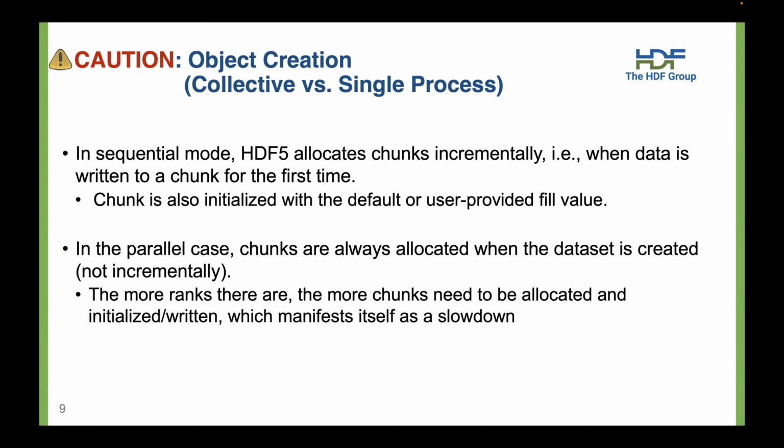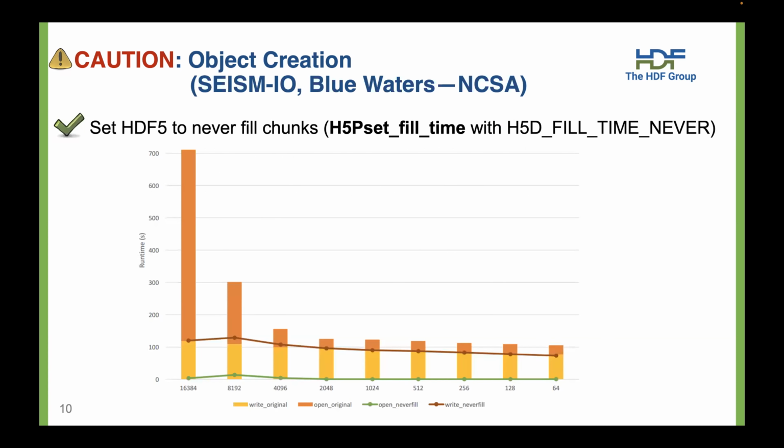So in the sequential mode, when you allocate, so for example, chunks, they are allocated incrementally. So when the data is written to the chunk for the first time, whereas if you create that data set in parallel, then the chunks are always allocated when the data set itself is created. So one issue that we found in the past is that we were creating the data sets with one rank and then opening them with the others.